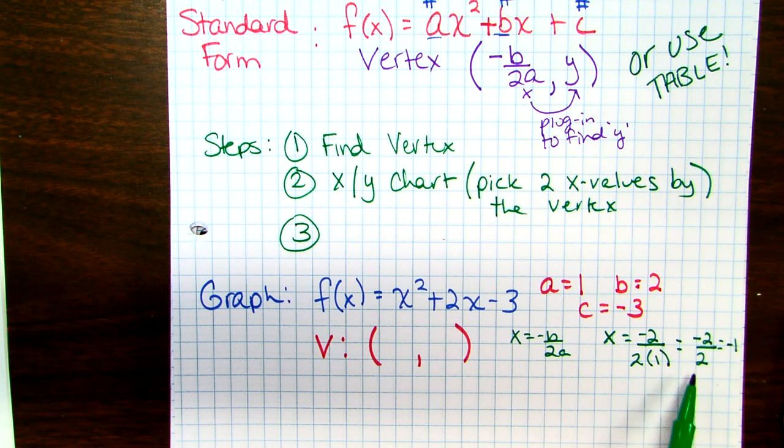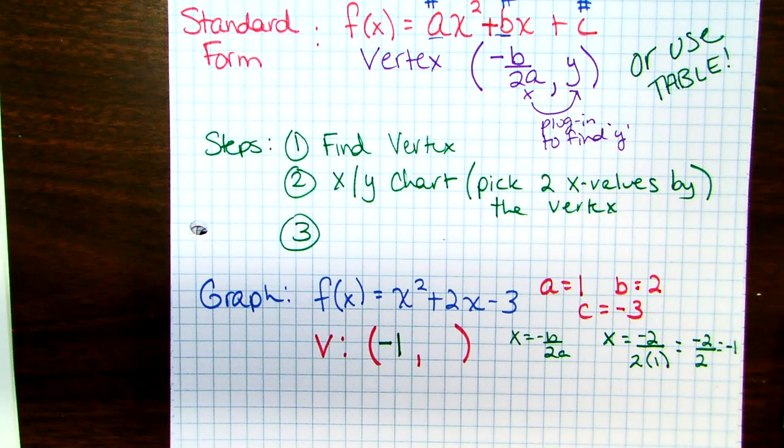Two times 1 is 2. When we divide those, we get negative 1. So there's our X value. Now, what I wrote up there is plug it in to find Y. Where would I plug negative 1 in? I'm going to plug it in here or here.